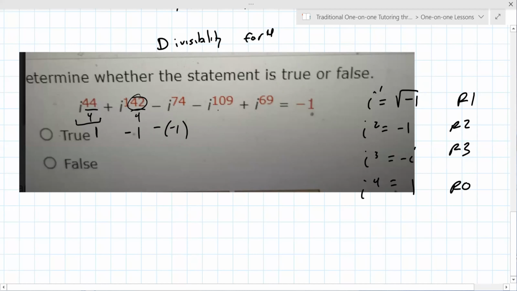109 is a remainder of 1, so that's i. This is minus i. 69 is a remainder of 3, so it's plus minus i. So those cancel. And we have 1 minus 1. This is plus 1. So I think it just equals 1. So I would say false on that. Okay.